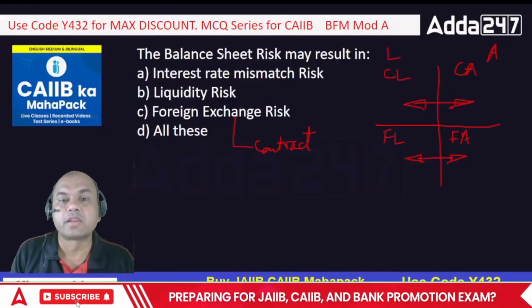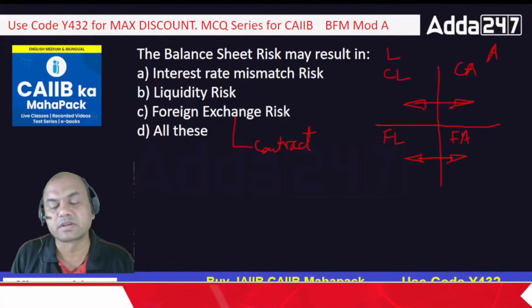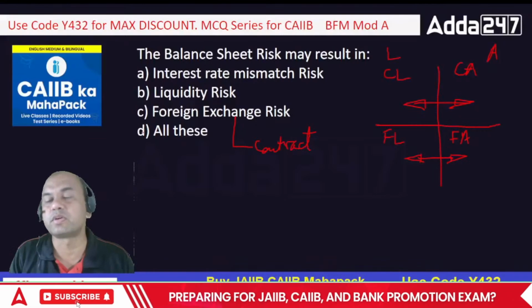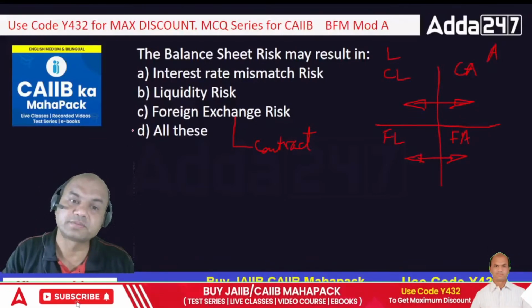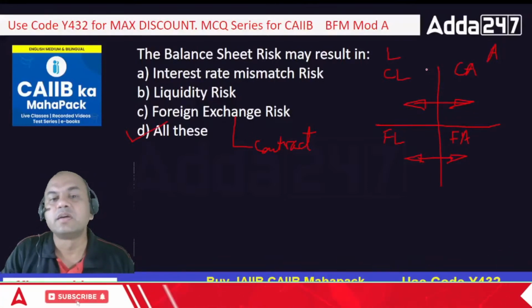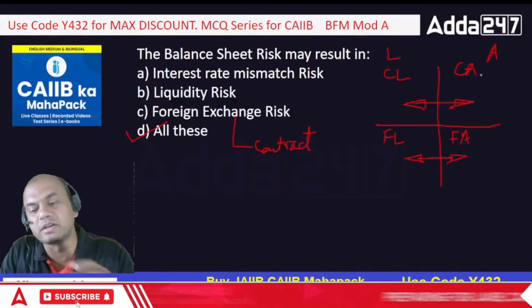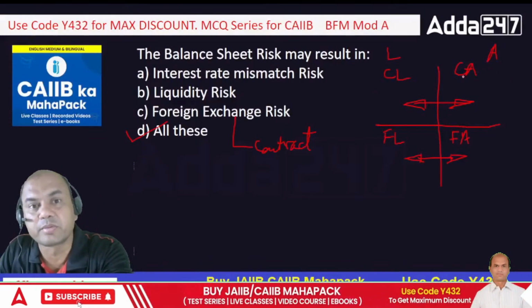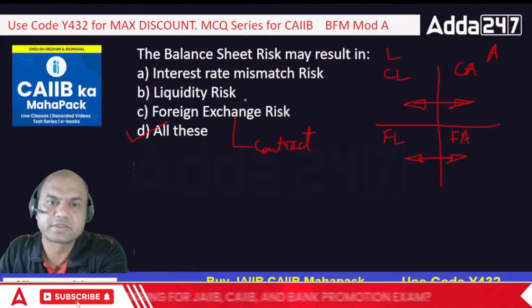So that's why the balance sheet risk may result in interest rate mismatch risk, liquidity risk, forex risk, and all of these. So the answer is what? It is all of these, correct? Because if there is any mismatch anywhere in the balance sheet, it will result in your liquidity position and basically all these three elements.